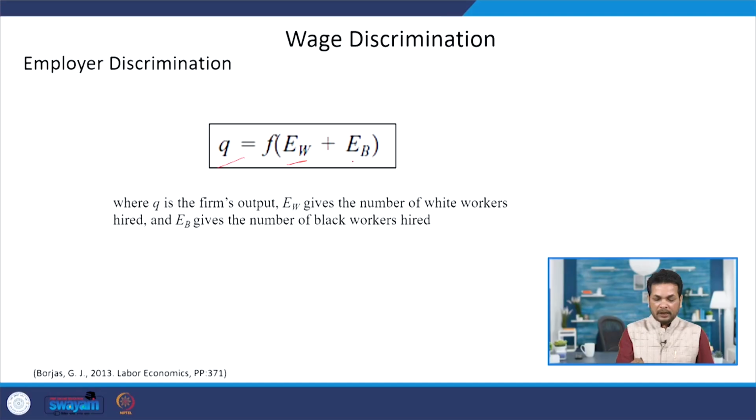So, we assume that black and white workers are perfect substitutes in this production. We can write the production function as output Q is a function of the number of white workers employed and the number of black workers employed. Here we are ignoring the role of capital; we are only considering that this production function has two inputs, black workers and white workers. Both are perfect substitutes for each other.